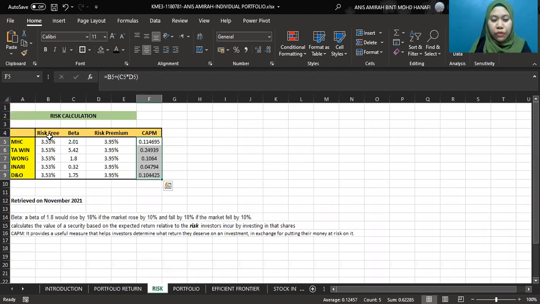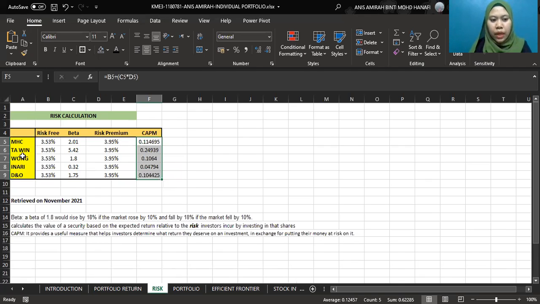Okay, this is the risk-free rate and also the risk premium. Here it is retrieved from November 2021. It is the same for each stock, but the beta differs, as it is based on the company. But as we can see, the beta for all stocks is positive. It's actually quite risky.